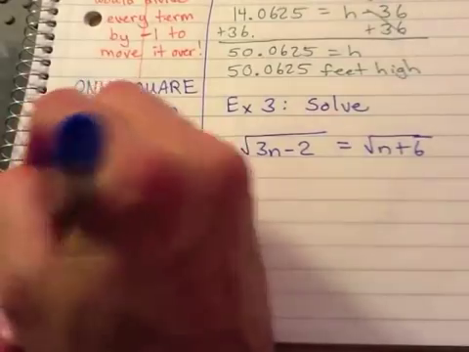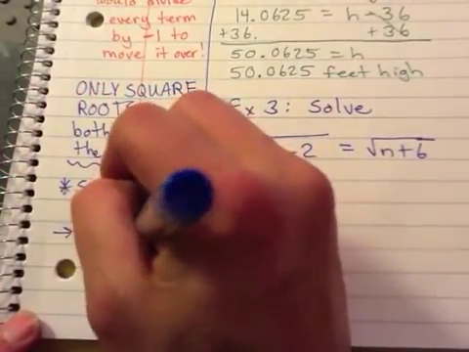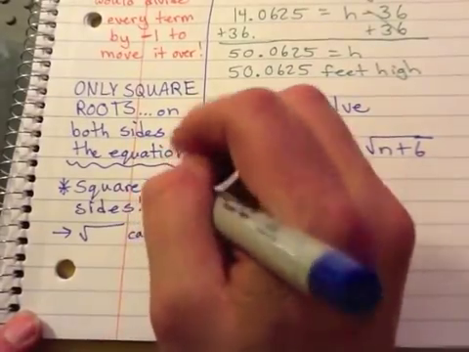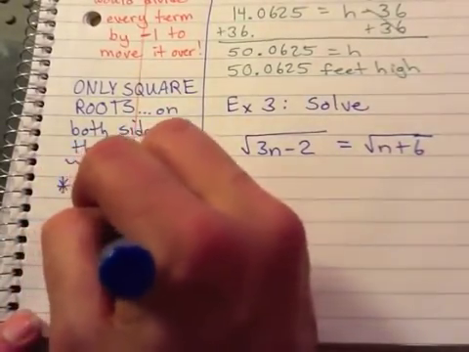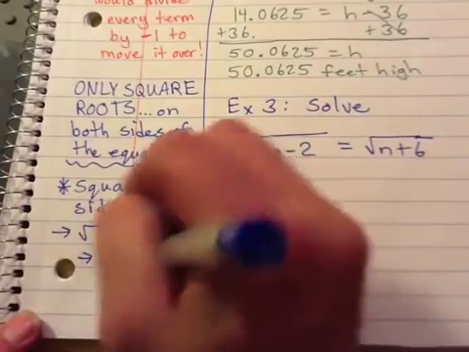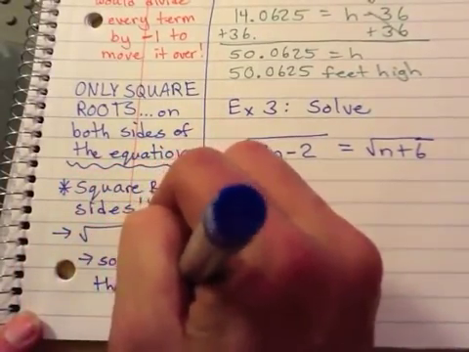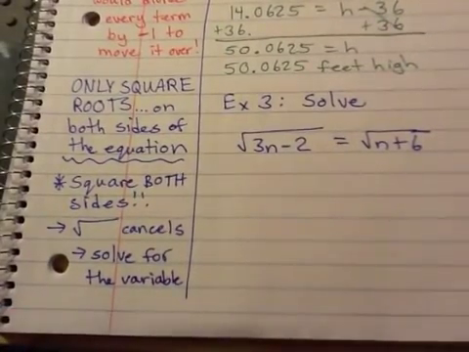And then the square roots cancel. And then you solve for the variable. So those are actually really easy.